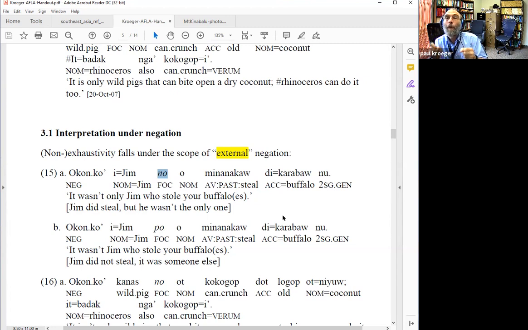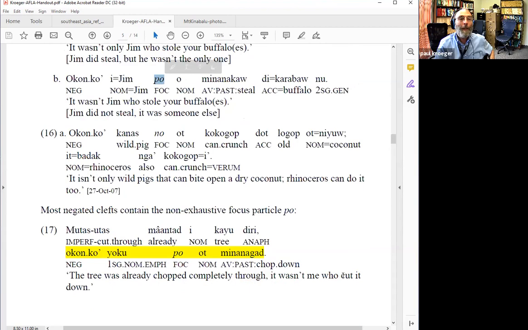It wasn't Jim, no, means it wasn't only Jim. Jim might have been involved, he probably was involved, but he wasn't the only one. And with pa, what you're negating is the non-exhaustive, the inclusive reading. It wasn't Jim, pa means he wasn't involved, he didn't do it. When you express a negative cleft, that's almost what you want to say. He didn't do it. So normally, the normal negative form of a cleft is going to involve this pa particle.